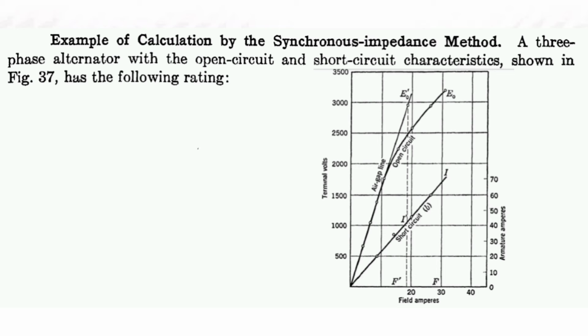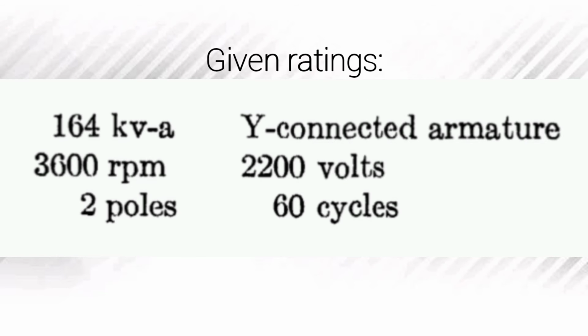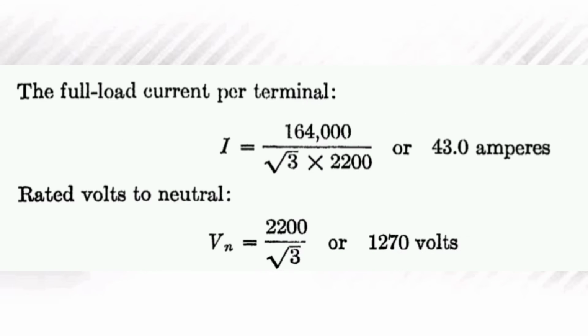So let's move on to the example using the synchronous impedance method. Given. Now find the full load current per terminal. I is equal to 164 kVA over square root of 3 multiplied by 2200, which is equal to 43 amperes. Now finding the rated volts to neutral, or the VN. VN is equal to 2200 over square root of 3, which is equal to 1270 volts.